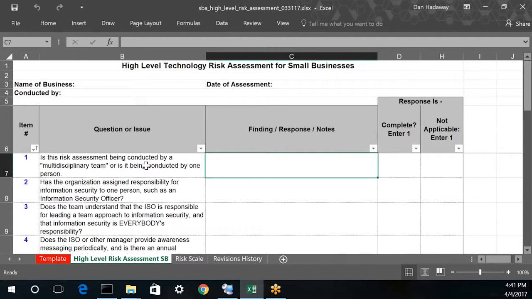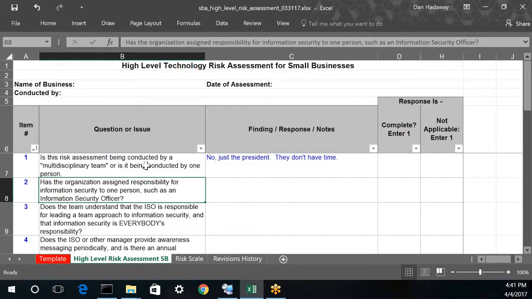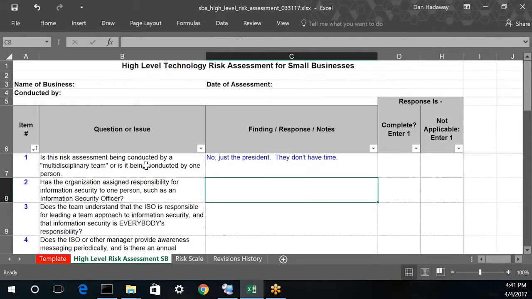And so just real quick, I'm going to go through this. Is the risk assessment being conducted by a multidisciplinary team? Well, what I'm hoping is that you go back to your office and you actually have your group, your management team, the people that are helping you run your company, gather around this and do this together. If it's just me, just the president, they don't have time or whatever, well, then you can't put a 1 in here. That's going to factor into your risk score so that you can decide, in relationship to other businesses, how are you doing?